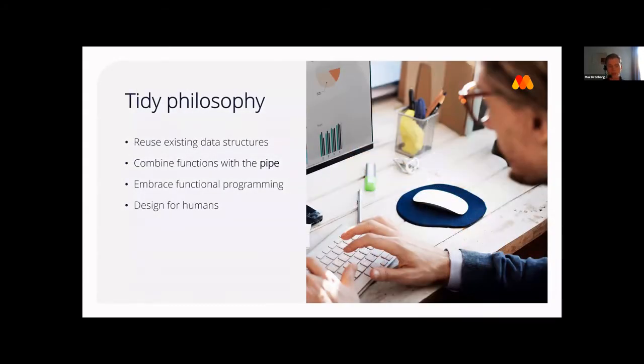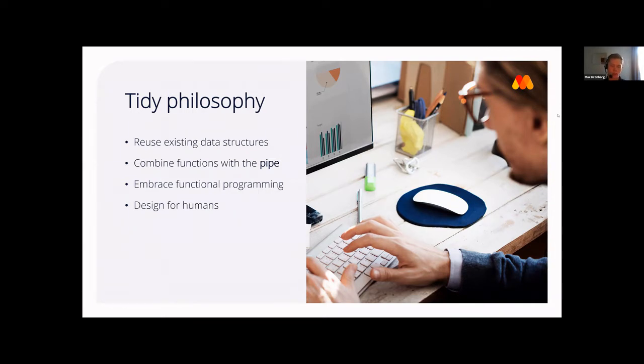So this tidy philosophy is essentially that you reuse existing data structures so you don't have to manipulate data into a different structure every time you're trying to use a different package to achieve a different goal that's further down in your pipeline. Then the idea is to be able to combine functions with the pipe, which you may or may not know about. I'll explain what that is if you don't. So it's a way to make the workflow a bit clearer, a bit easier, and a little bit more transparent.